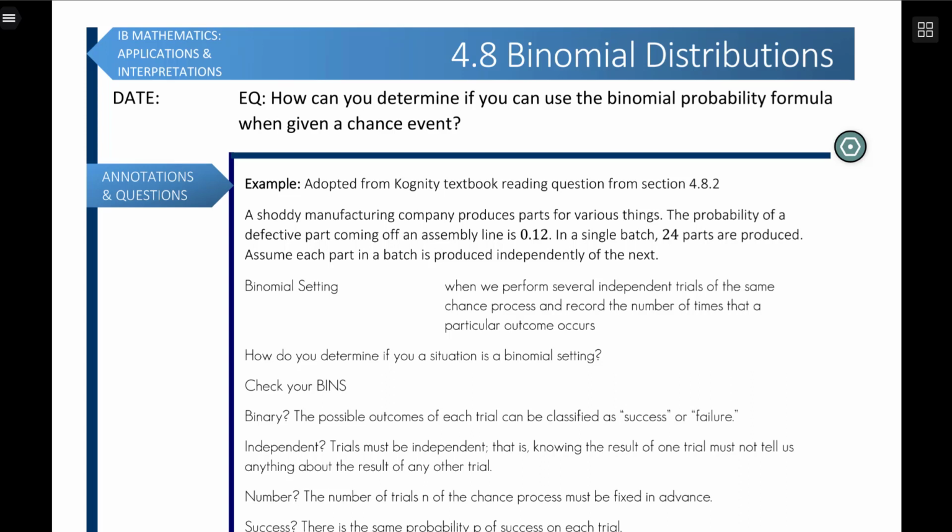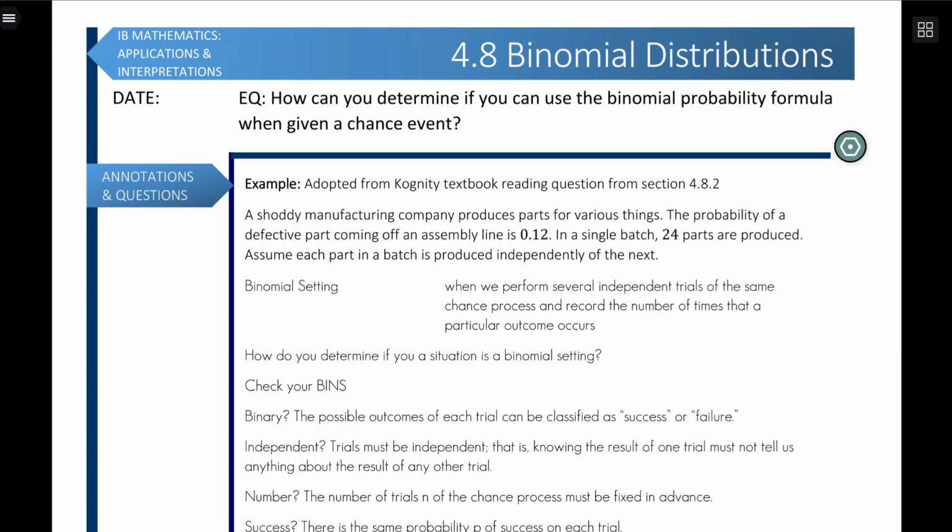Our EQ is how can you first determine if you can use the binomial probability formula when you're given a chance event. What even is binomial probability? These are some of my most favorite kinds of probability problems. Super fascinating, really simple formula to learn, and it's one of those things that's just always clicked for me, and I hope it'll click for you too. So let's go take a look.